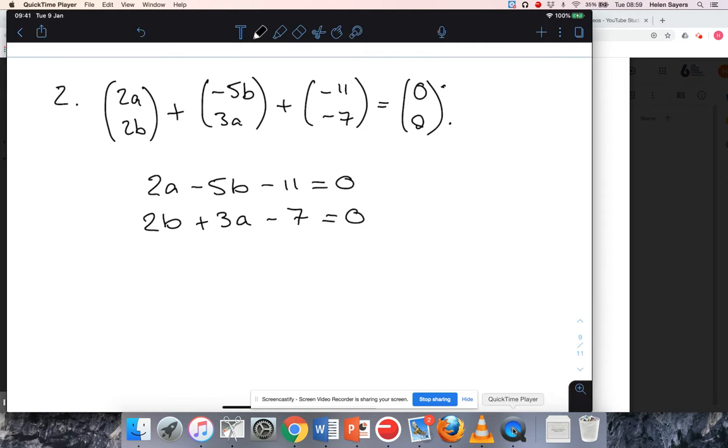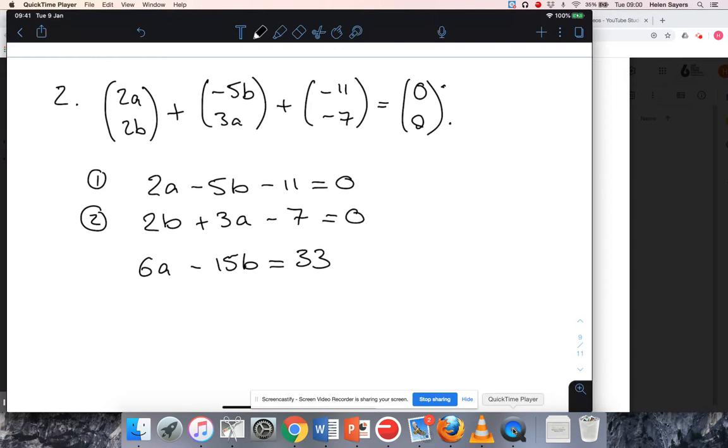So it's just a case of solving the simultaneous equations. I think I would probably do that using elimination. It's entirely up to you. So I'll call the top one 1 and the second one 2. So I'm going to make them both equal 6a. So if I multiply my top equation through by 3, I'm going to get 6a minus 15b, and I'm going to add the 11 times 3, so 33, over to the right hand side.